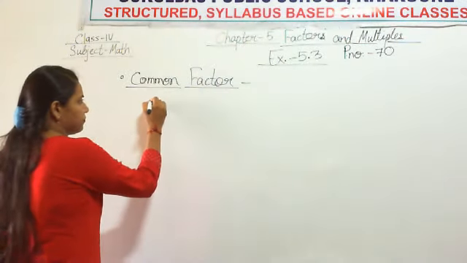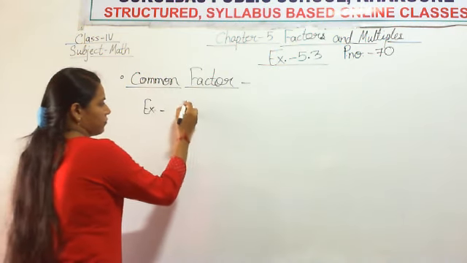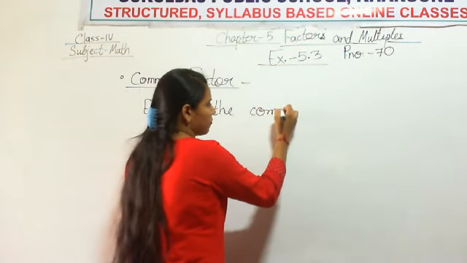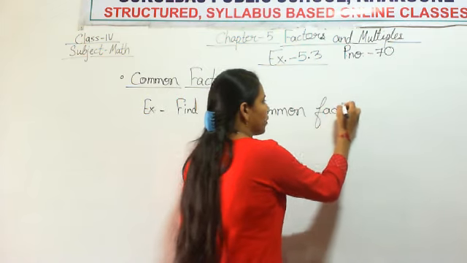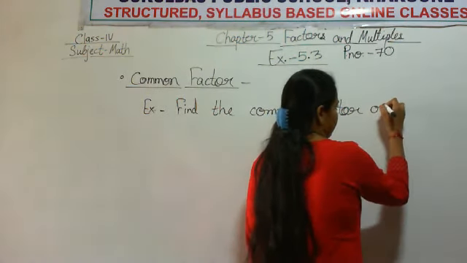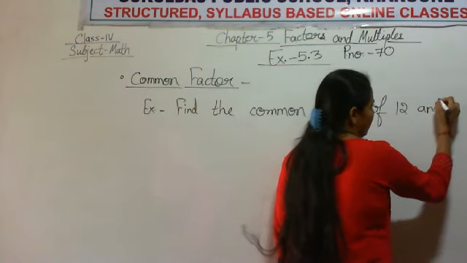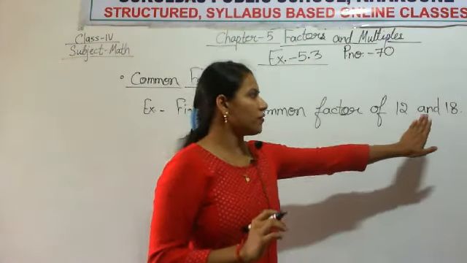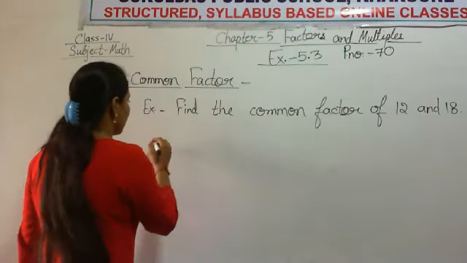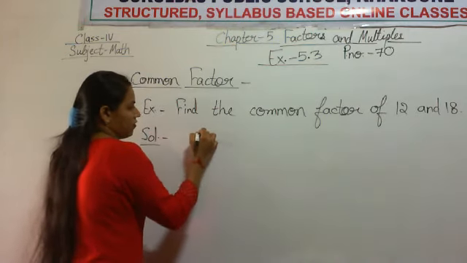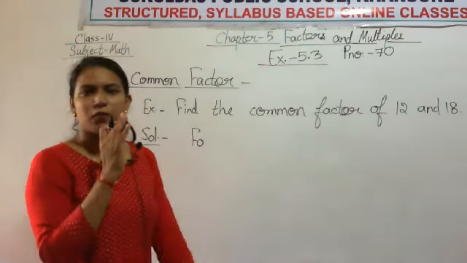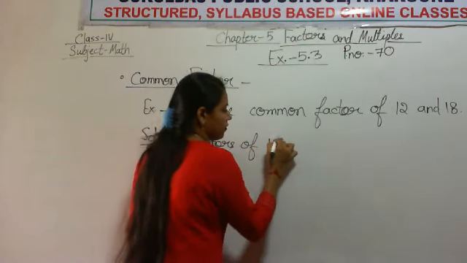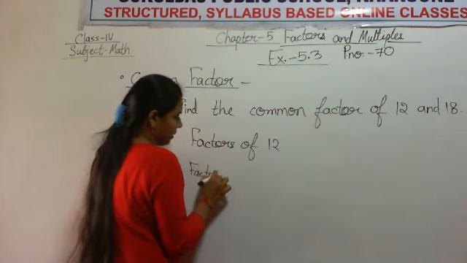So suppose you need to find the common factor of two numbers, that is 12 and 18. We are taking an example. You want to find out common factor of 12 and 18. So what you will do? First of all, you will write factors for both the numbers. Factors of 12 and factors of 18.